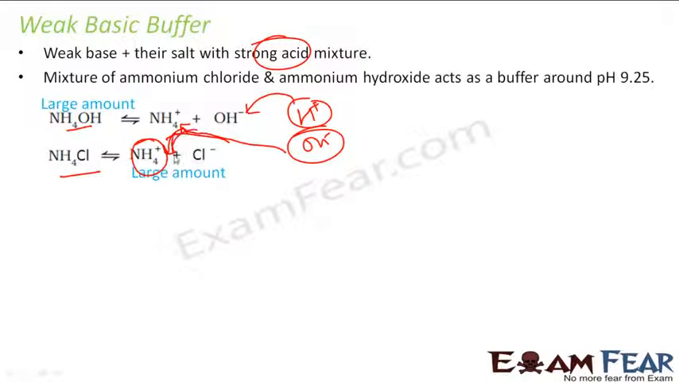If you add a lot of base also in this, it can withstand the pH value. More and more OH minus you add, it will just consume it and it won't let the pH go up. And its pH is around 9.25.